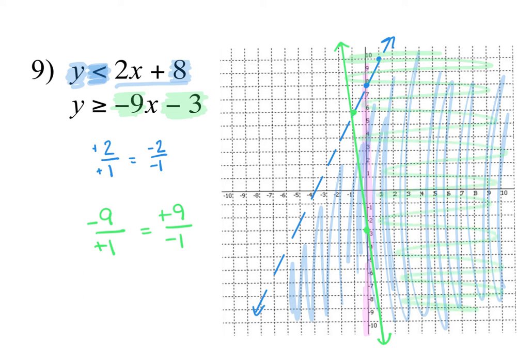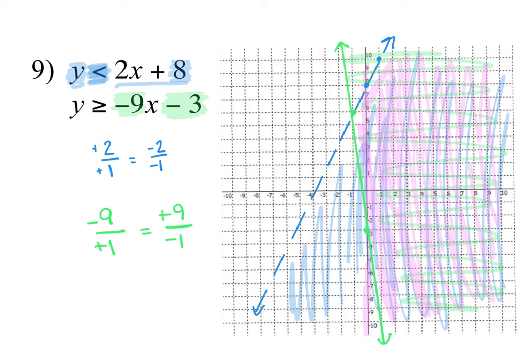What you'll see is you create this somewhat of a wedge. I do not include this part here because that is not part of my blue one. And I don't include this part here because that wasn't part of my green. So the only part that is actually my answer is this wedge right here. So all of this over here is my answer.